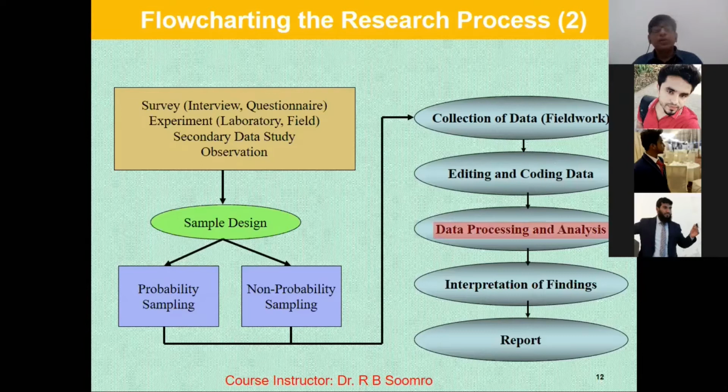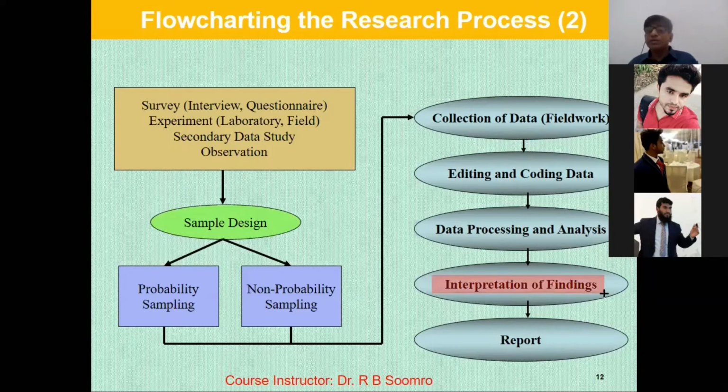Then definitely we have to analyze the data. This whole thing I will discuss when we go through SPSS. After the end of these selected chapters, I will teach you online how you can use SPSS. After processing the data, certain results will be there, and we have to interpret those results or findings.